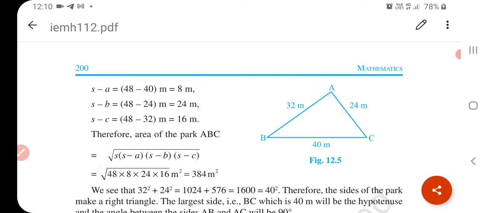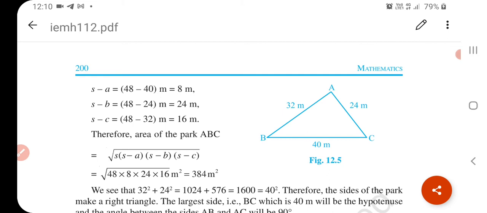Now s minus a means 48 minus 40, s minus b is 48 minus 24 and s minus c is 48 minus 32. So we get all three things. Therefore the area of park ABC is equal to under root s(s minus a)(s minus b)(s minus c). Okay, it is Heron's formula. So when we put in the values, we get 48 into 8 into 24 into 16, so we get 384 meter square. Okay, understand? So this is your answer.